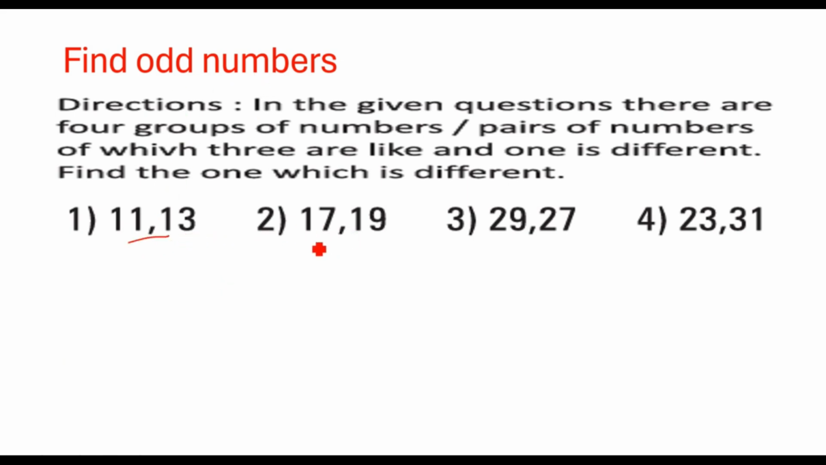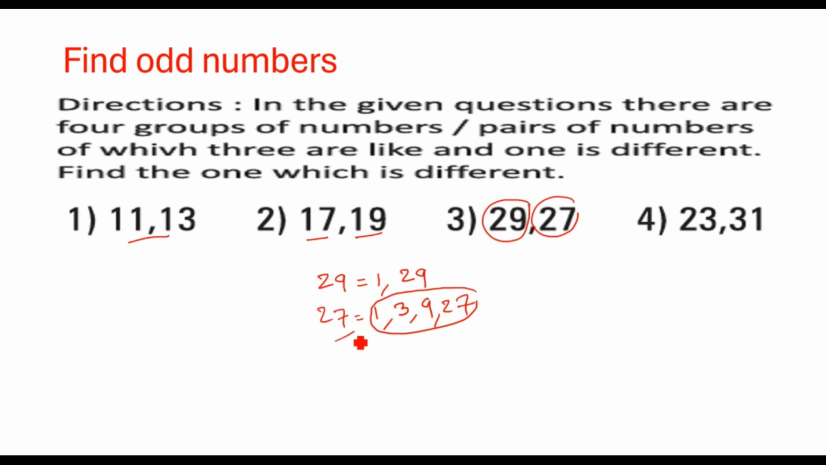So both these numbers are prime numbers, 17 and 19. Now coming to 29 and 27. 29 is divisible by 1 and 29. 27 is divisible by 1 as well as by 3, 9 and 27. Now look, 27 has 4 divisors, so it is not a prime number. So this pair is not prime. This one is a prime, this is not a prime.